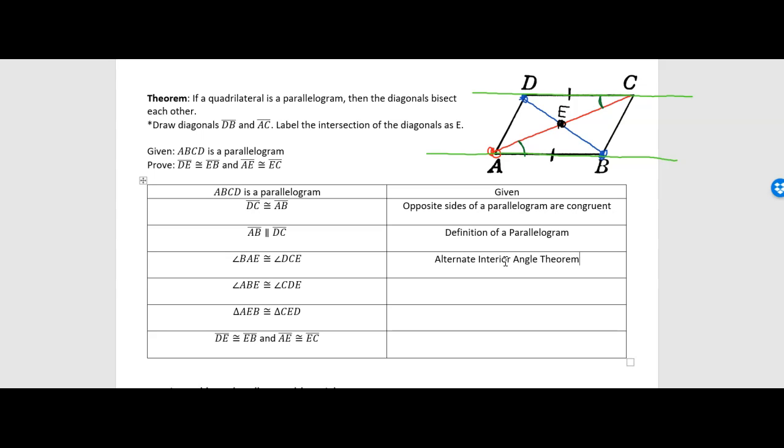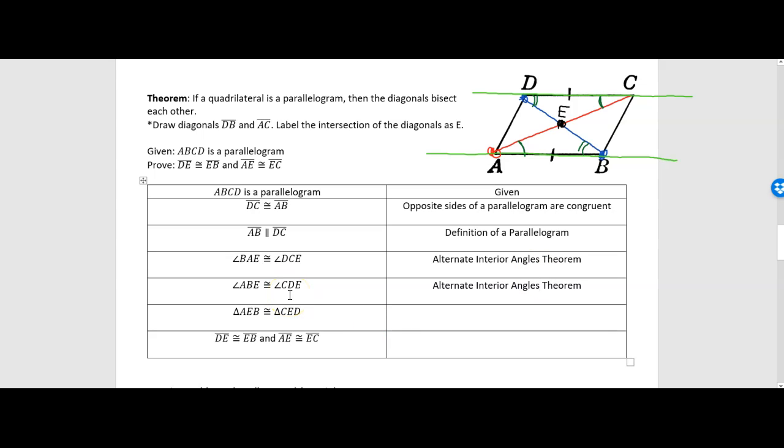I then say that angle ABE is congruent to angle CDE. This is nice because we're still using the same set of parallel lines, just a different diagonal, the blue diagonal, but they are also alternate interior angles. So we're going to use the alternate interior angles theorem. Let's put an S there.